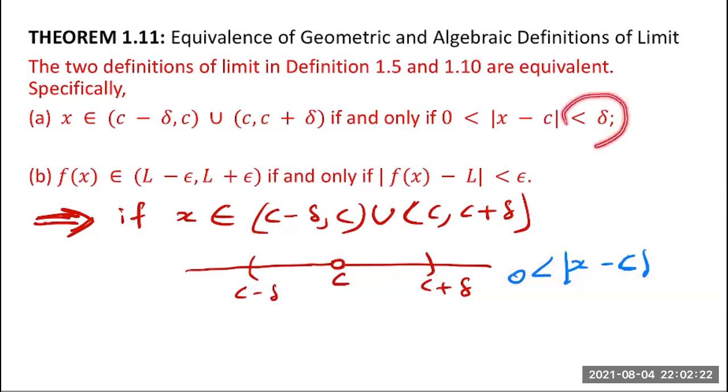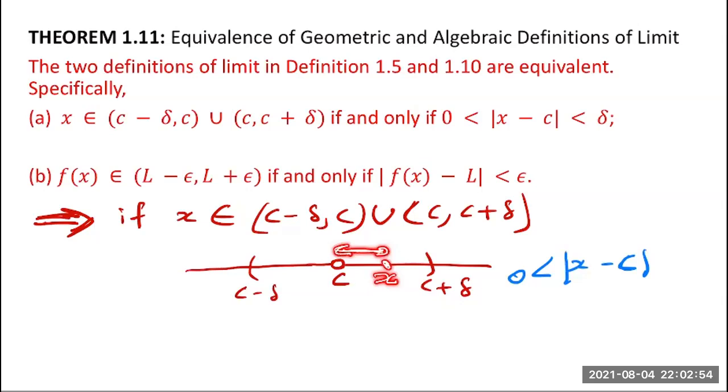How do you get the other inequality? Well, if your x is in this punctured neighborhood, as you can see, the distance between x and c cannot be more than delta. It should be less than delta because this length is delta. So if you take any point x anywhere on this half of the interval, say I take my x to be here, this length is nothing but the absolute value of x minus c. That length is less than delta.